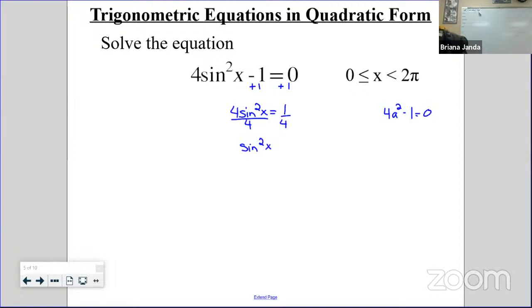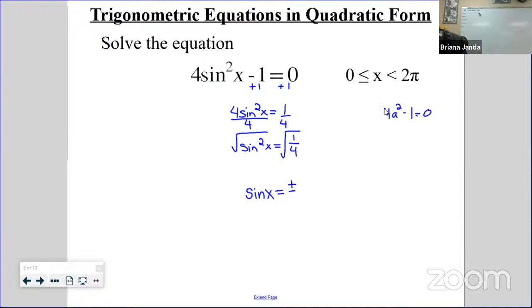At this point, it looks a little weird because 1/4 is not a unit circle number, but we're not done yet, right? It still says sine squared, and that's also not on my unit circle. And so I would square root both sides. And here's where square rooting can hurt us. When I square root, what do I need to remember about my answer? Positive and negative, right? So don't forget your plus or minus.